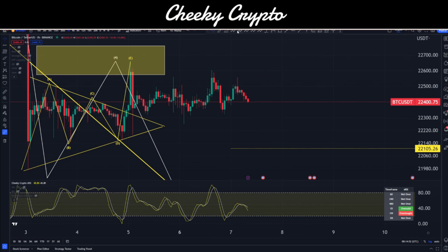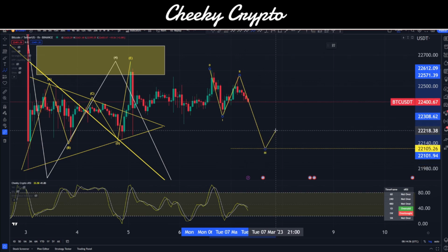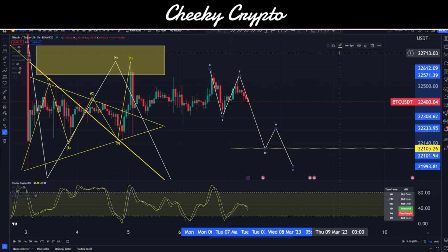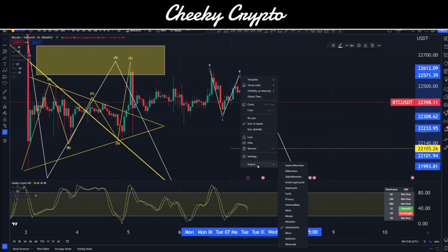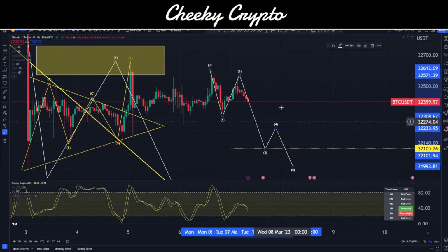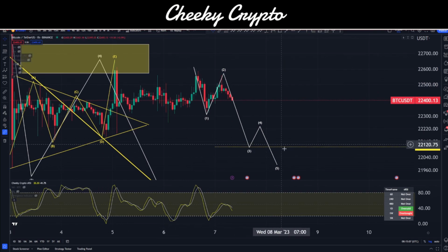Okay, this will basically tell us that we should be looking at something like this. 1, 2, down here for 3, then up for 4, and then down into 5. I will go ahead and change these back to white, and I will make the degree the immediate. Okay, so we can see we have this.